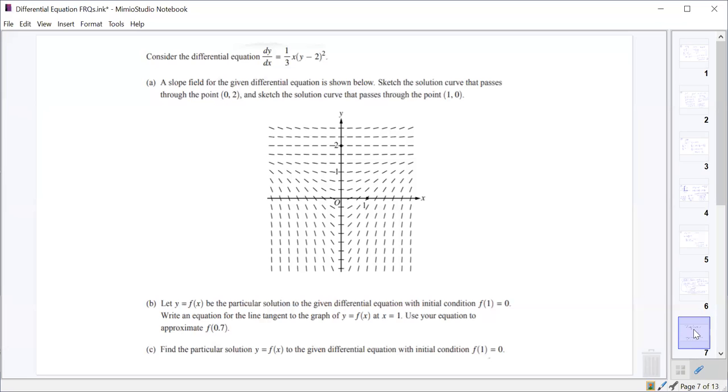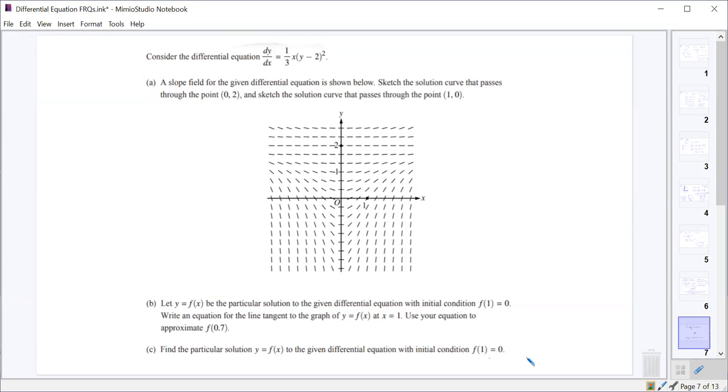Usually though, what you'll need to do is do something with the slope field, if it's a slope field one. And then there'll be one other part that's something else, a little bit different, that's not exactly related to solving the differential equation. And then there will be one part where you have to go through fully and solve the differential equation given some initial condition.